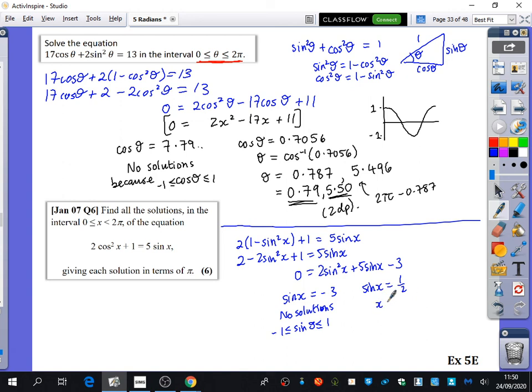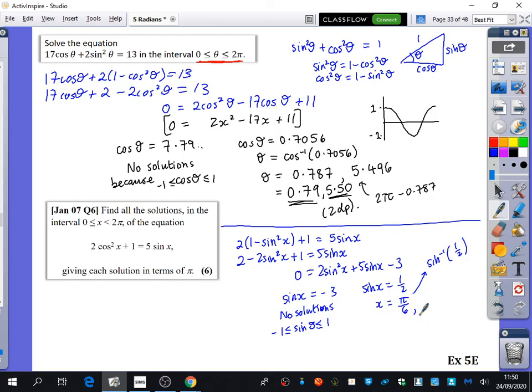So x is the inverse sine of a half. What angle of sine gives you a half? 30 degrees, which is pi over 6, okay? So if you couldn't do that, you could have written on your calculator inverse sine of a half and you would have got pi over 6.